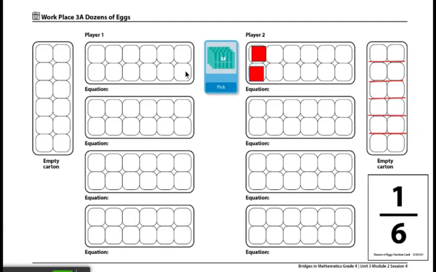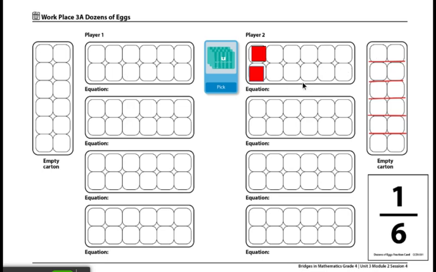From there, player 2 will start their turn by drawing their own card and modeling it on the empty carton, and then using those pieces to start filling up their cartons to reach their goal of filling up all 4 cartons. Once a player has filled in all of their eggs in one carton, they will form an equation.